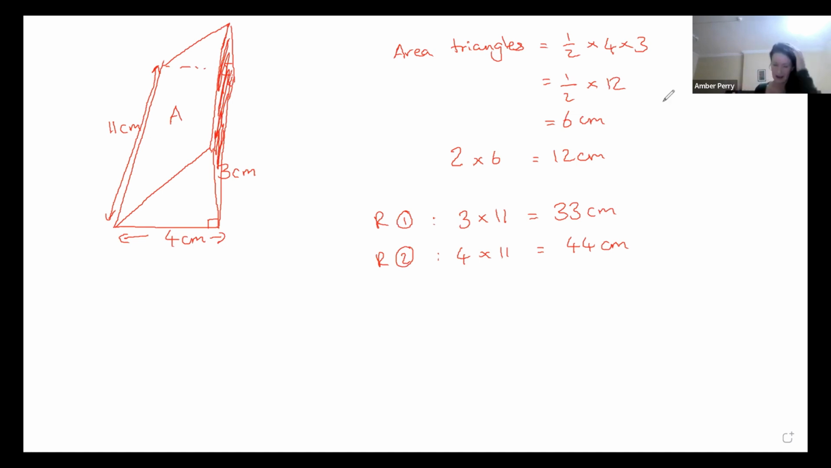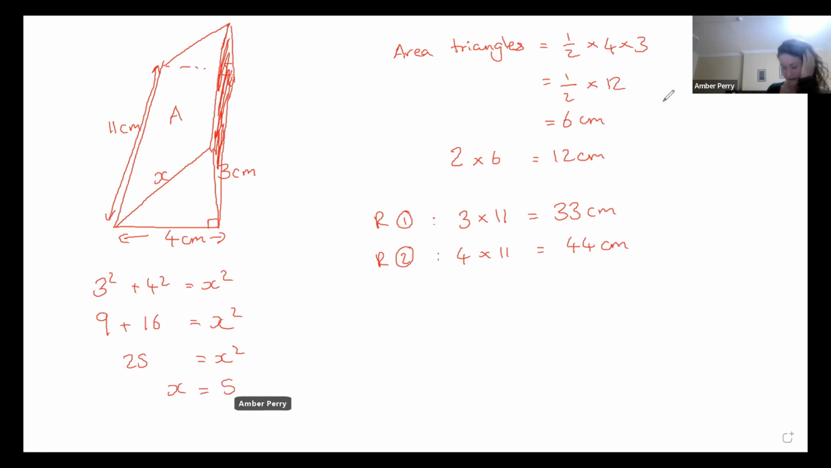Excellent. Okay. So I have been given a right angle triangle here. That's the important bit. So I know that I can use a bit of Pythagoras. I can come over here and say, I don't know what this side is, but I'll call it X. And I know that 3 squared plus 4 squared equals X squared. You probably don't even need to work this out because hopefully you recognize that pattern for that triangle. But if you don't, it doesn't matter. 9 plus 16 is X squared, so 25 is X squared. So X is 5 centimeters.